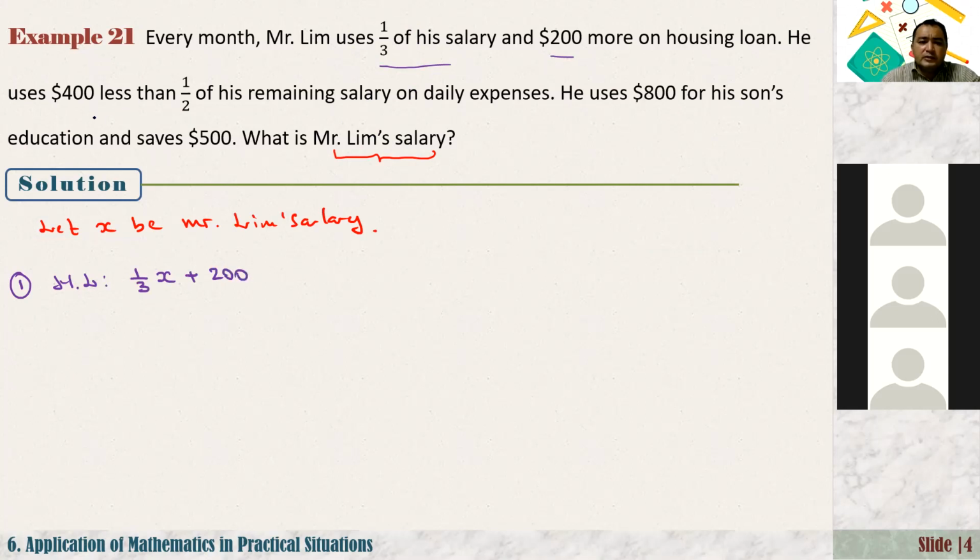And he uses $400 less than half of his remaining. So how much is remaining after spending this much? Initially, his salary is x dollars. He has already spent 1/3 of his salary plus $200 for housing loan. So how much is left? We have 2/3x minus $200 left. How do I know that? As you see here, 1/3x plus 2/3x is equal to x, and 200 plus negative 200 is equal to 0.